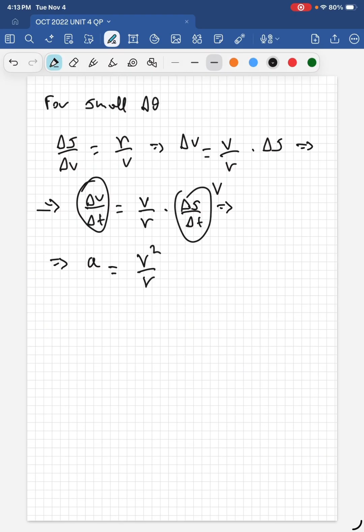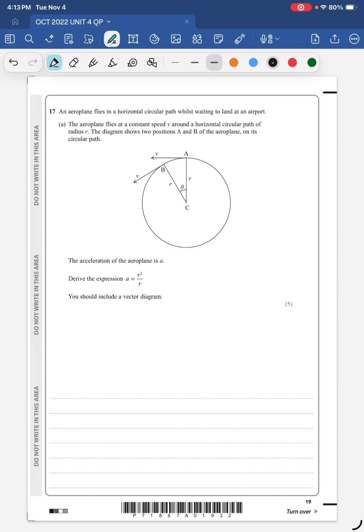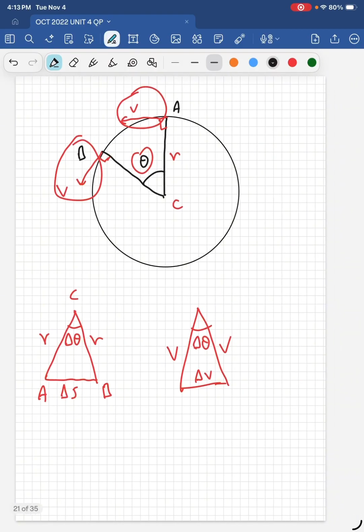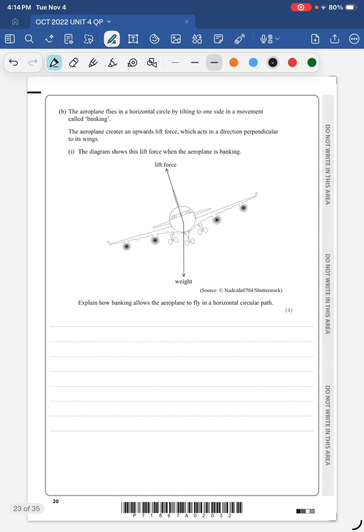And also here we assumed that delta S is a straight line, which is true if delta theta is really small, close to zero. Okay, so that's proved. That's it. I hope this makes sense. It's a little bit difficult to understand, so please work on this on your own. It's going to help you understand, if it's not already clear.